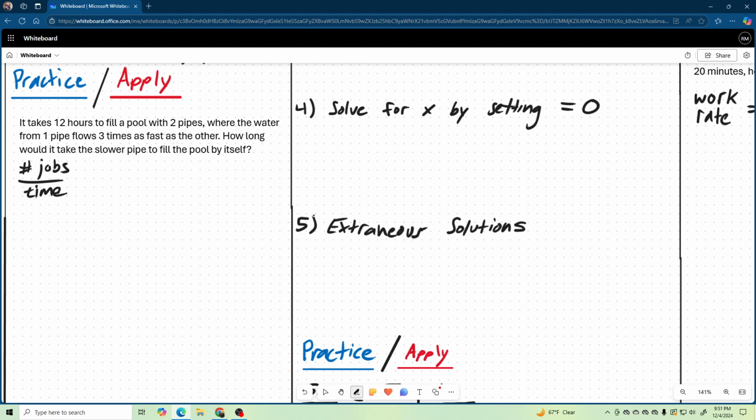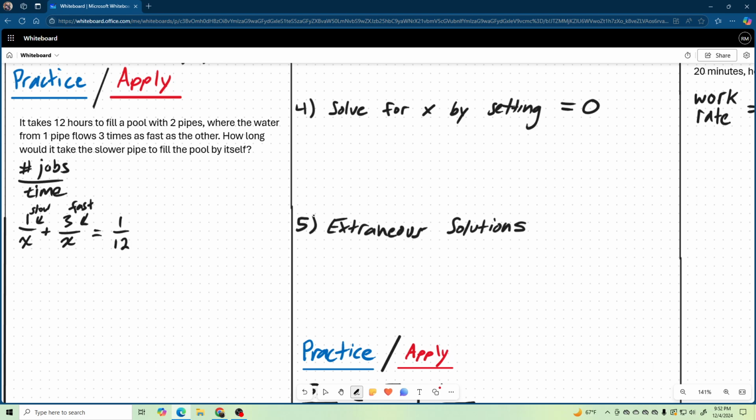So let's call it pipe number 1. We'll just say pipe number 1 is the slower pipe. So it takes 12 hours to fill a pool with 2 pipes, where the water from pipe 1 flows 3 times as fast. So basically, if pipe 1 does the one job in x hours, then the faster pipe could do 3 jobs in that same amount of time. This one is the slow pipe, and this one is the faster one, the one that can do a little bit more. And then it takes 12 hours to fill the pool with both pipes. So they can do 1 job in 12 hours. Here, the slow one can do 1 job in x amount of hours.